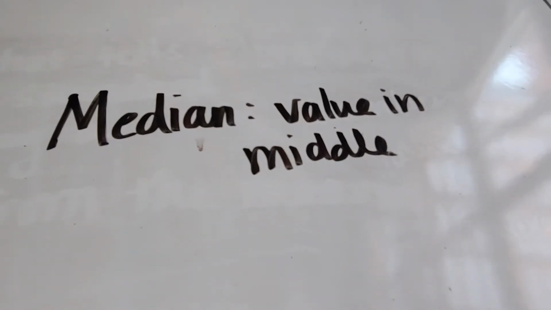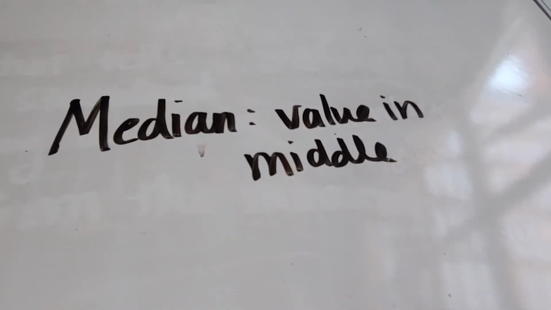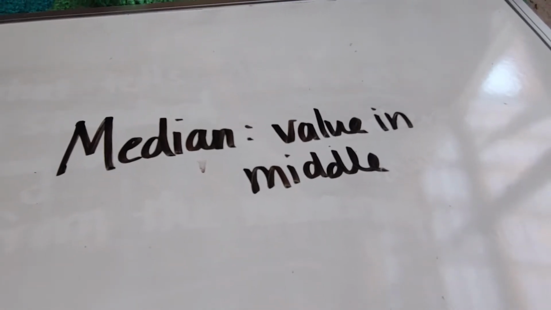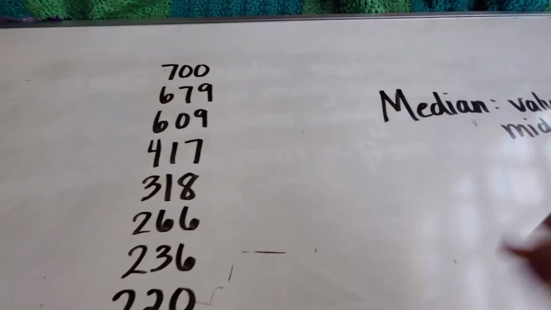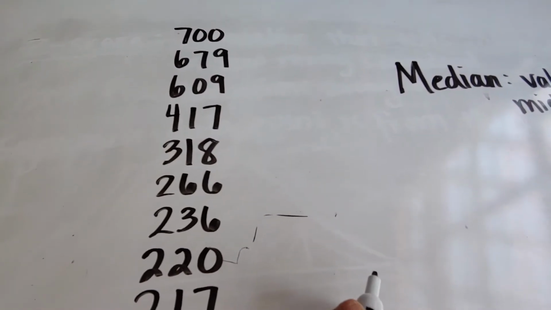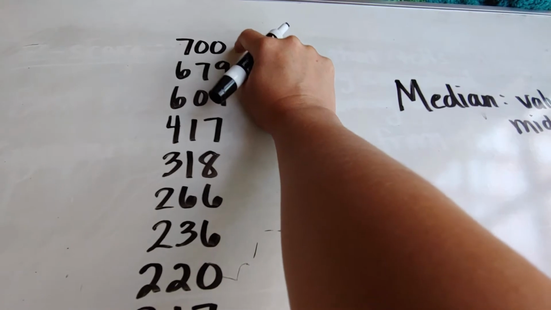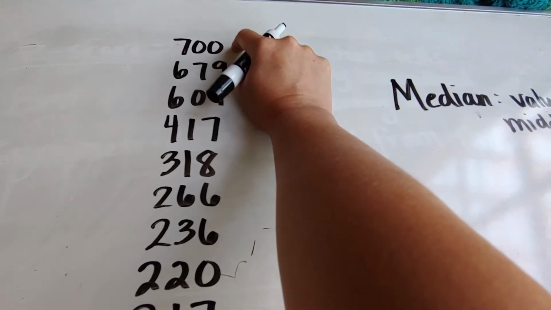In this video, we're going to talk about a few things. First off, the median, which is the value in the middle. From my lecture notes, you will see a list of the top grossing movies for 2018. So the top grossing was actually Black Panther, which was $700 million.